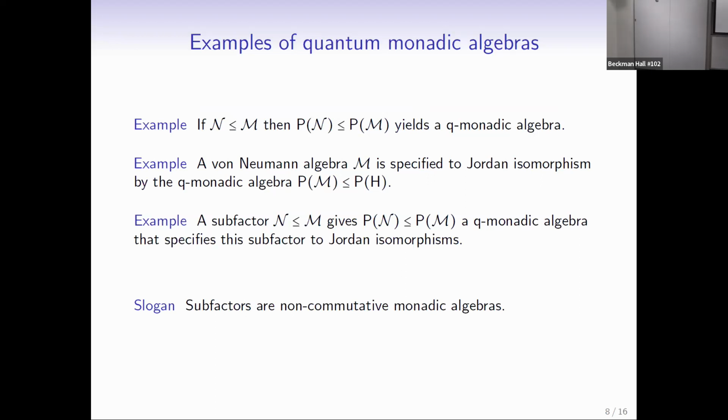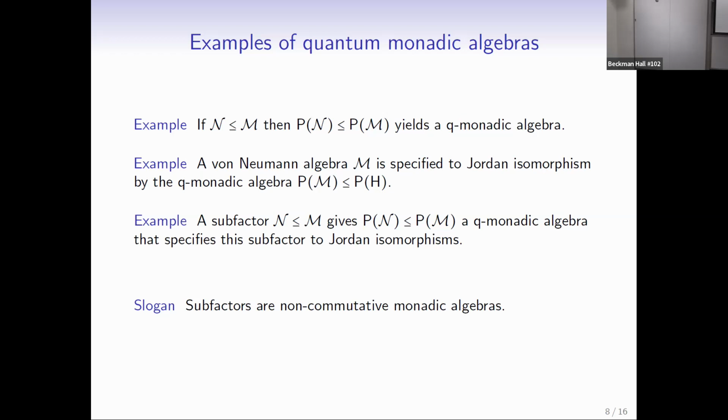All right, so let's do some more examples now. These are von Neumann algebras. They don't have to be factors, it doesn't matter. But if these are von Neumann algebras and N is a von Neumann subalgebra of M, so it's a subalgebra in the algebraic sense, then it turns out that the projections of N is a complete sublattice of this complete orthomodular lattice, the projections of M. And so this yields a quantum monadic algebra.